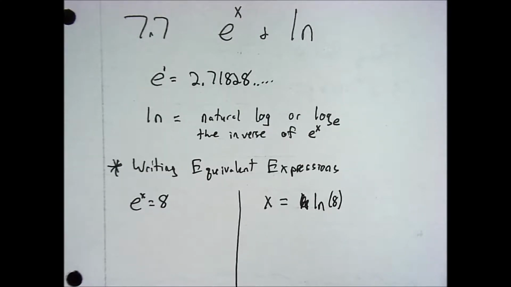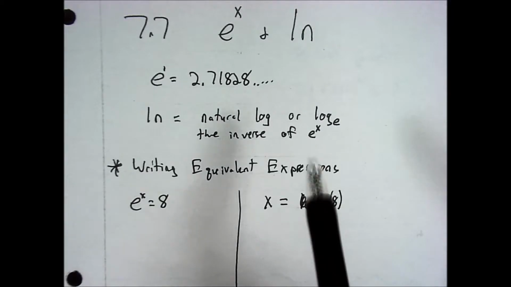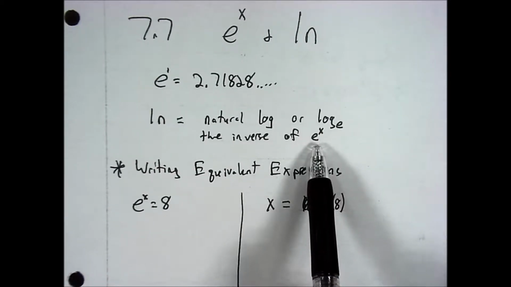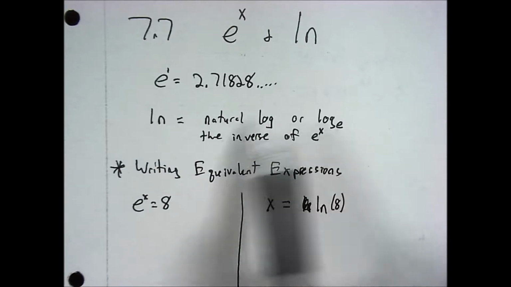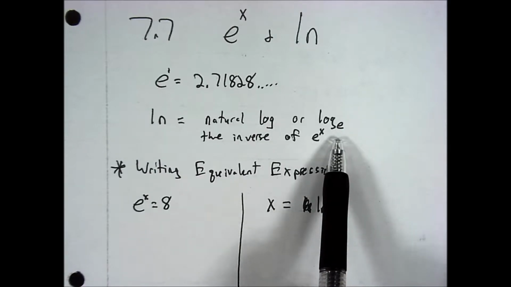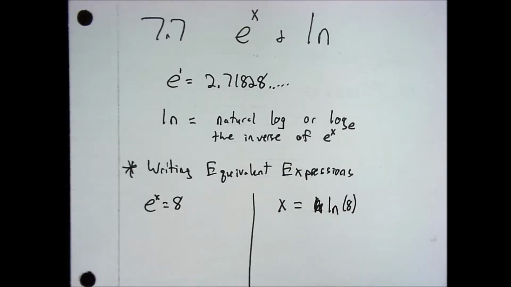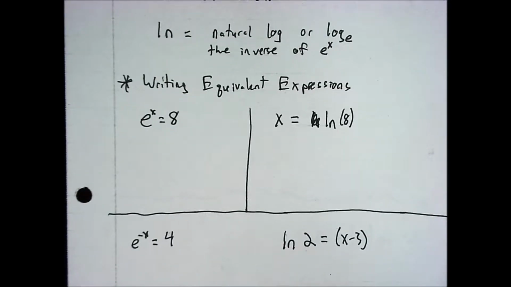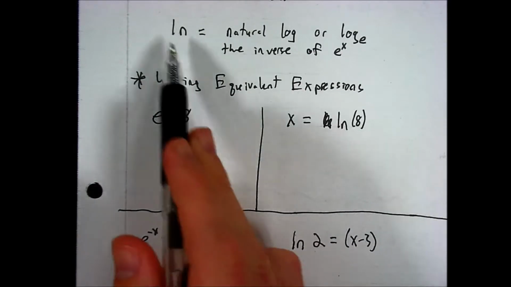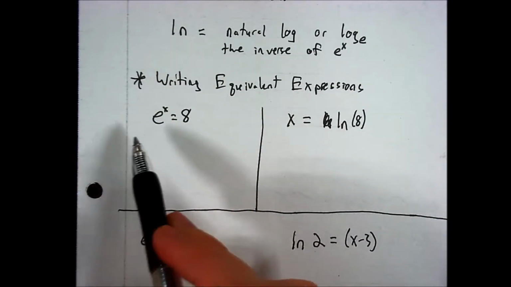So logs are inverses of exponentials. e to the x is one very specific exponential, and then log base e is the inverse of that, and then we abbreviate that even shorter with just ln, natural log. Okay, writing equivalent expressions, changing back and forth between the two. If you remember, we did this with logs and exponentials, and this is even easier than that. So natural log ln is the inverse of e to the x.